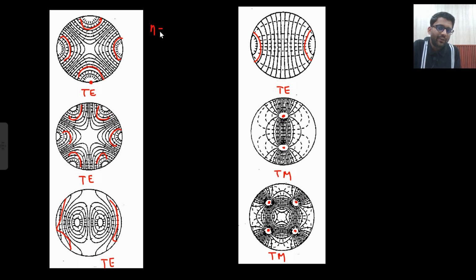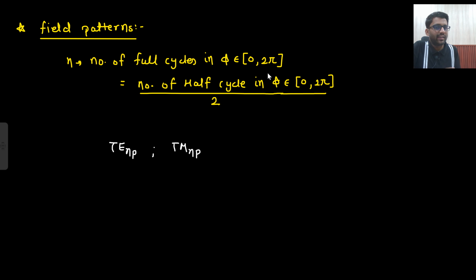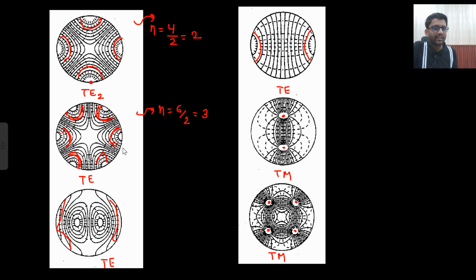So what will be the value of N for this case? 4 half cycles I am getting, but I need the full cycles. So there are 2 full cycles. So TE2. Are you getting this point? Here, how many half cycles are there? 1, 2, 3, 4, 5 and 6. 6 half cycles, that means 3 full cycles, because in 0 to 2 pi I need the number of full cycles, but I am calculating half cycles. So half cycle is 6, then full cycle is 3.